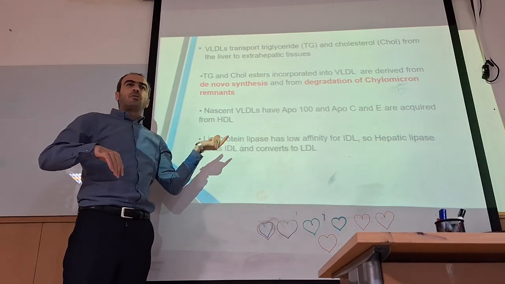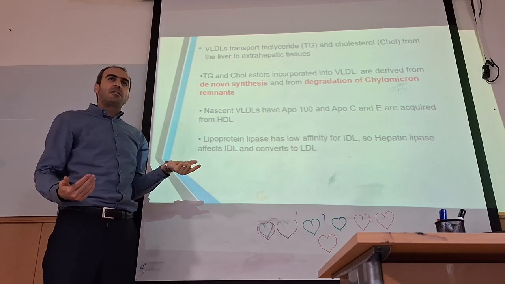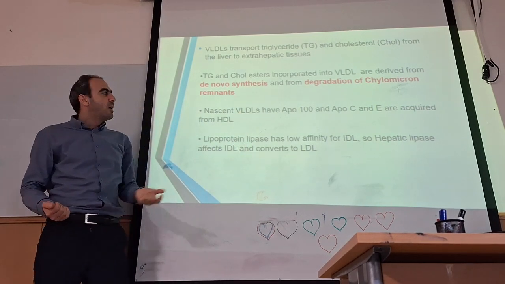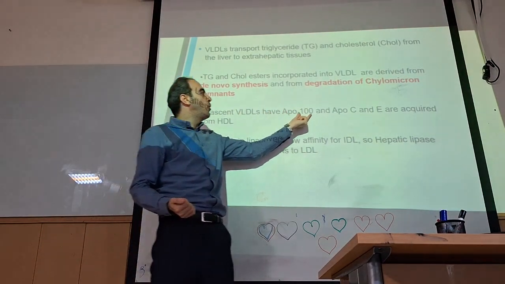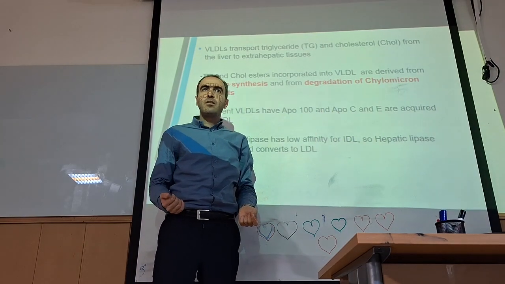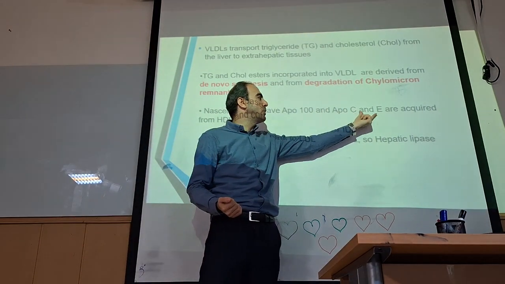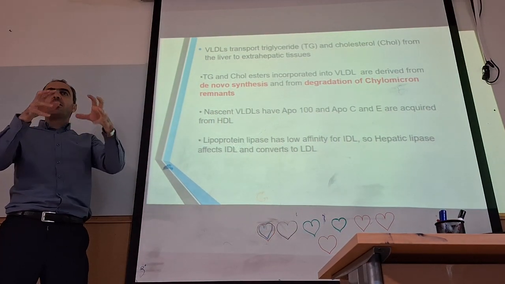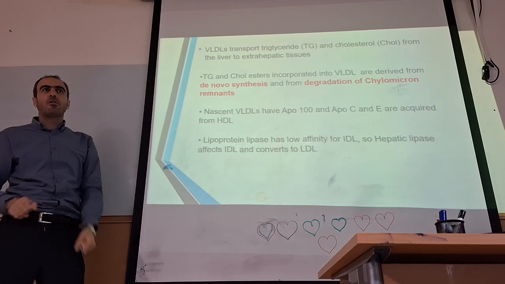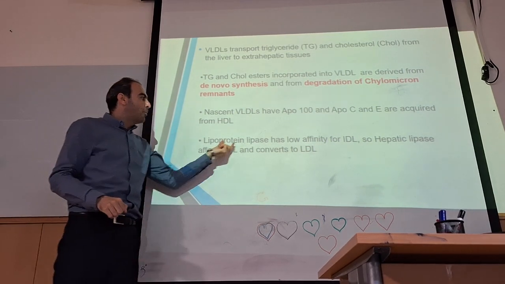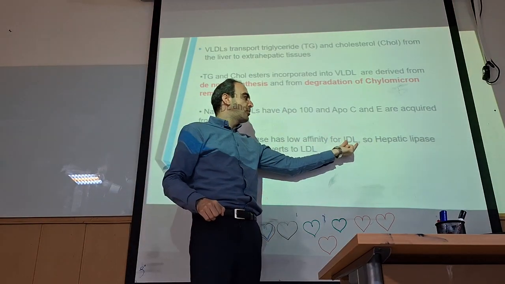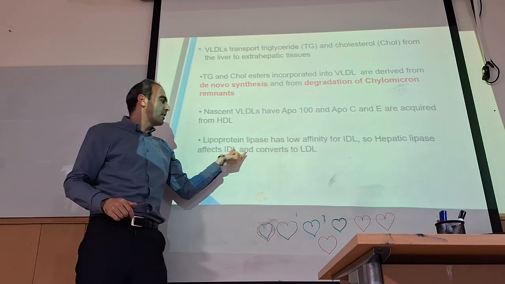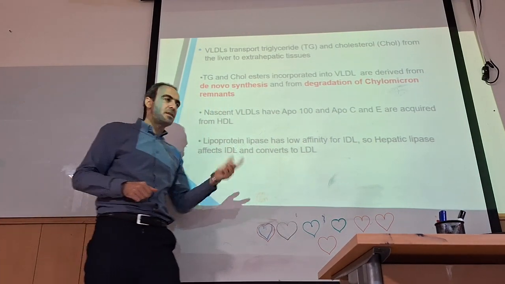Again, like chylomicron, when we synthesize VLDL, we synthesize it as a nascent VLDL. Nascent VLDL just has an ApoB100, and like chylomicron, it receives ApoC2 and E from HDL. Lipoprotein lipase has a low affinity for IDL, so hepatic lipase affects IDL and converts it to the LDL. We will learn about that.